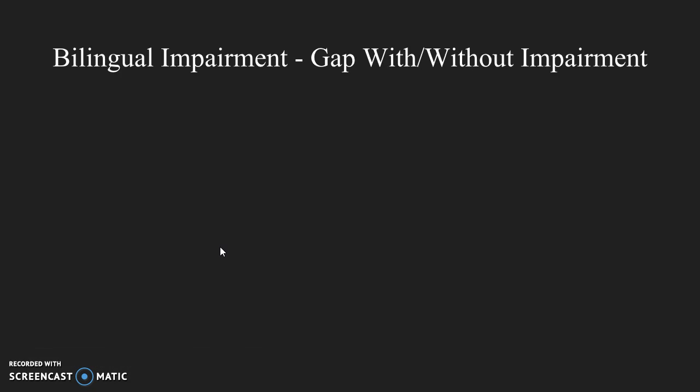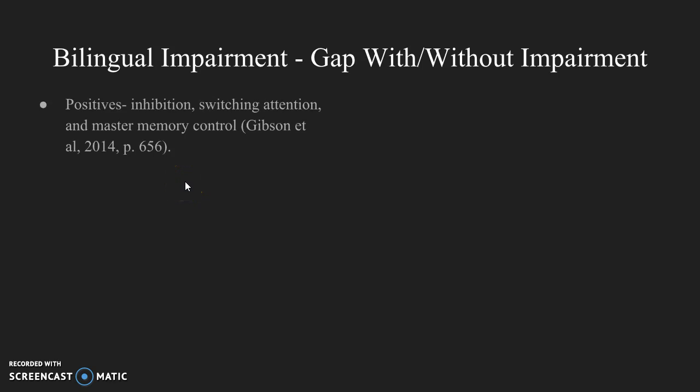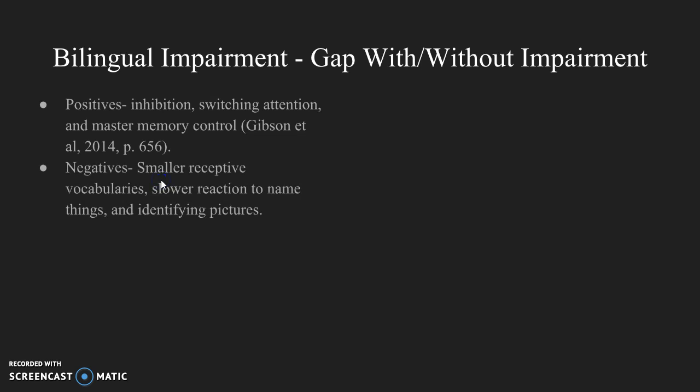Now, the final type of impairment is bilingual impairment. Being a child who grows up bilingual has some positives. You have an inhibition to seek more knowledge. You also are better at switching your attention to different tasks, and you will have master memory control. However, the negatives are that there are smaller receptive vocabularies that you can take in at one time. You are also slower to react to name things, and slower to identify certain pictures.